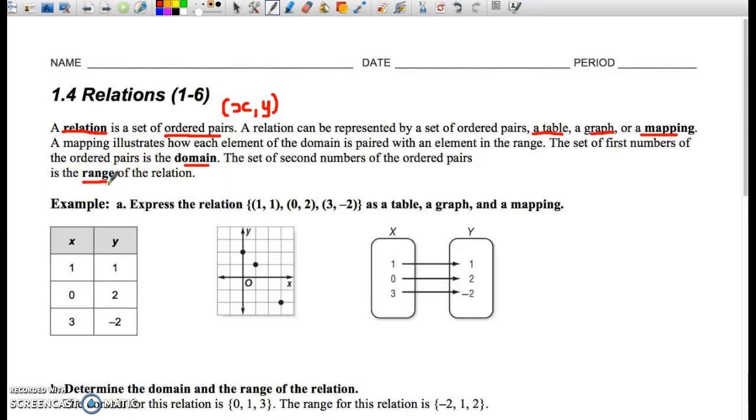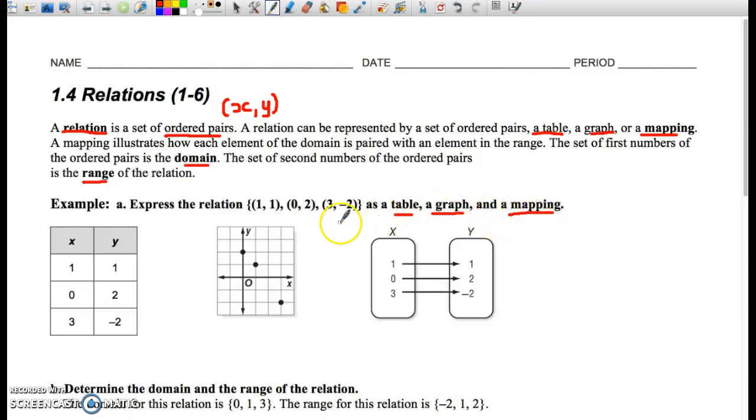So let's have a look at what that will look like in an example. You will be given a relation that will look something like this. In this case, we have three ordered pairs. We have (1, 1), (0, 2), and (3, -2). Remember, every first number represents your x values, and every second number represents a y value. The question wants you to take this relation and represent it in three different ways: a table, a graph, and a mapping.